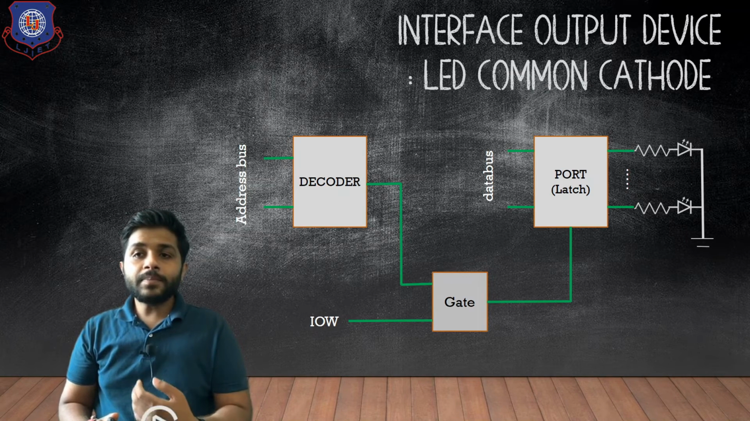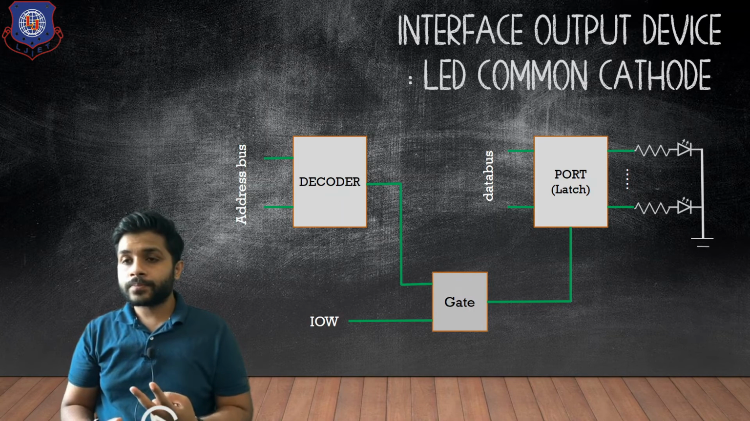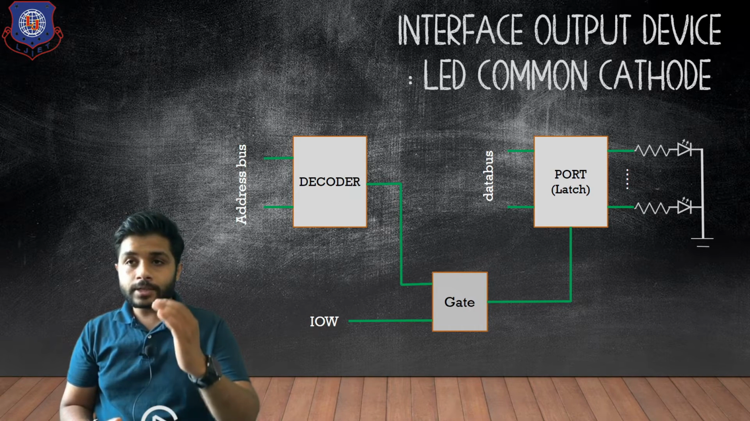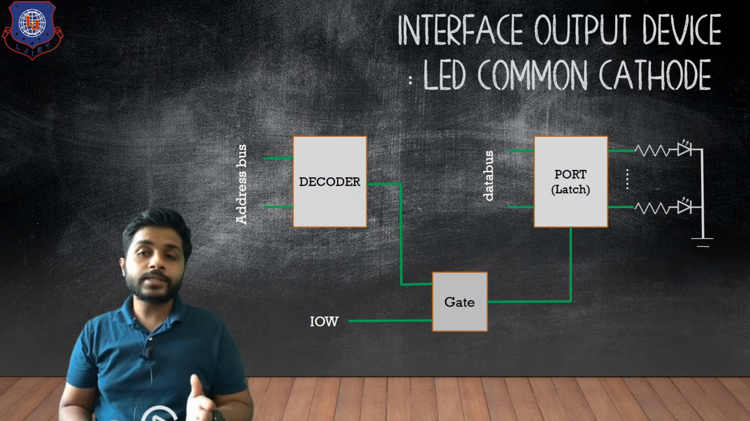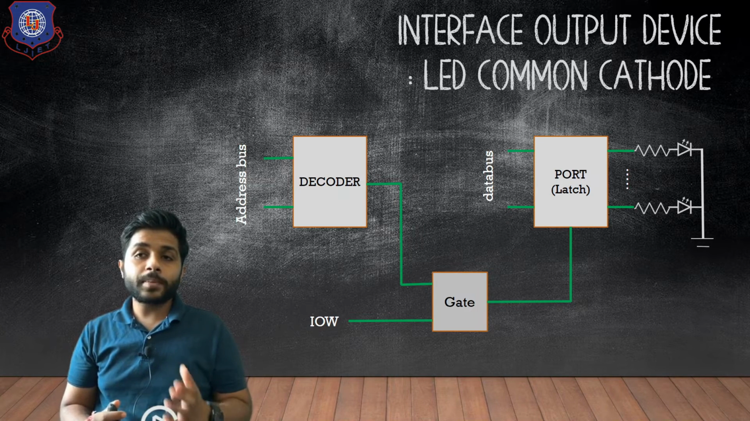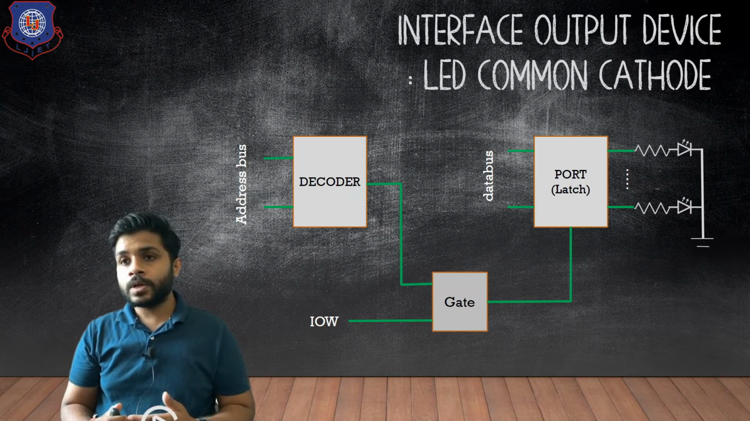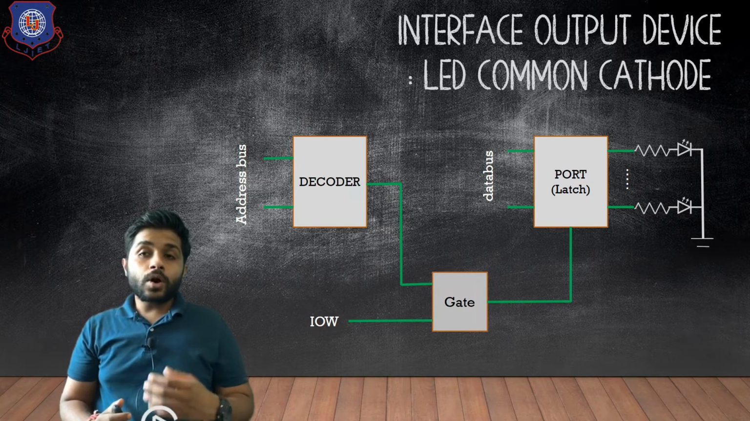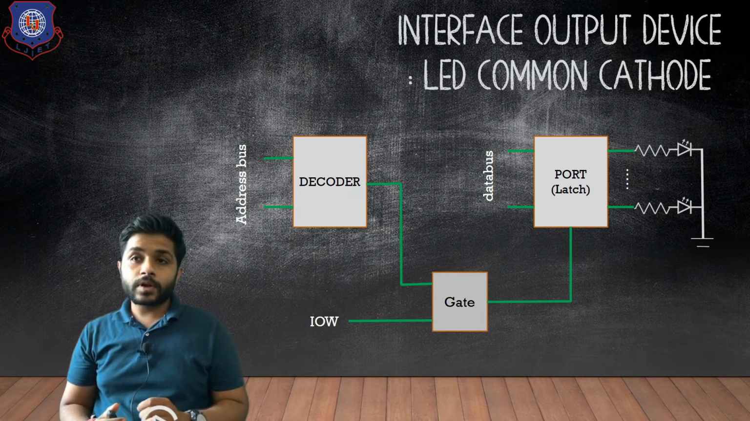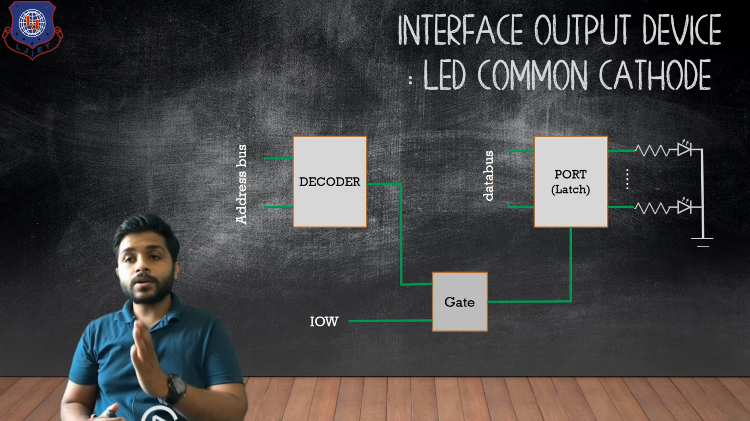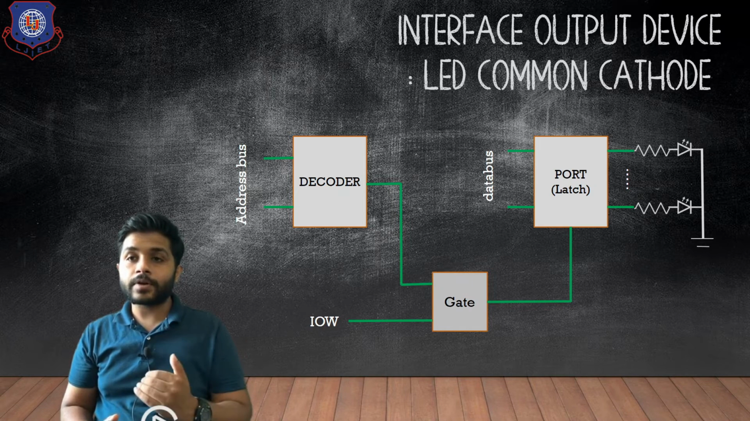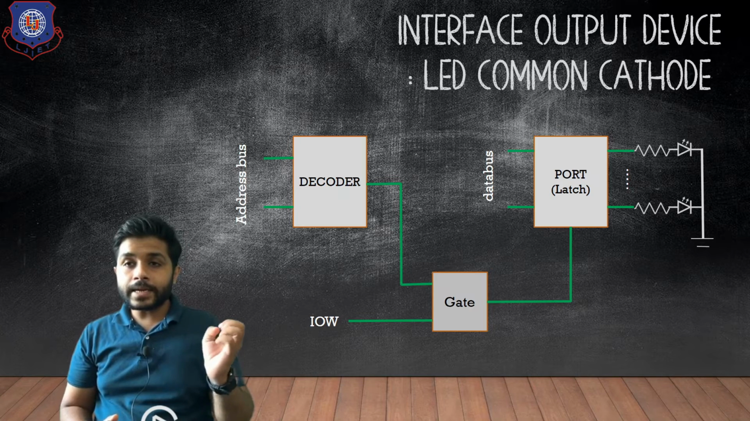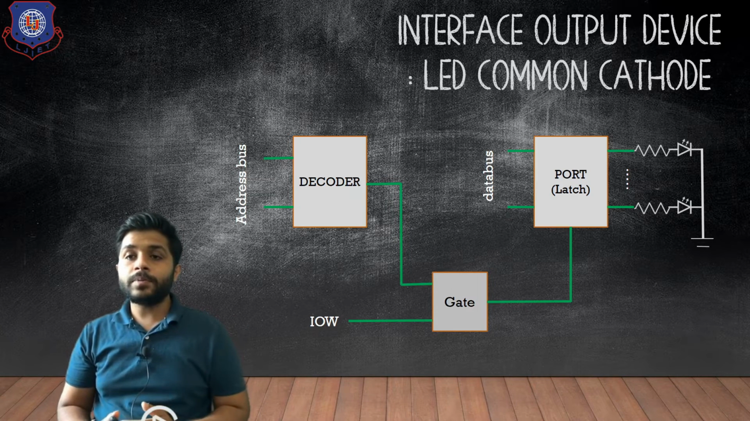Now LEDs can be connected in two ways. You can connect all the LEDs using the common cathode configuration or you can connect all the LEDs using the common anode configuration. Now what is the difference between the common cathode and the common anode configuration? You can see that in this figure all the LEDs are connected in common cathode configuration. It means the cathode part of the LEDs is common and the anode part of each LED is different. So whenever we send any data to the port, all the LEDs will glow.